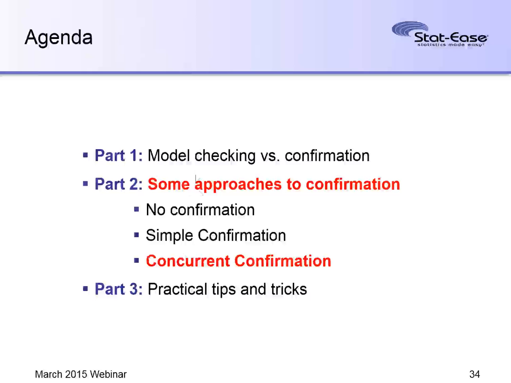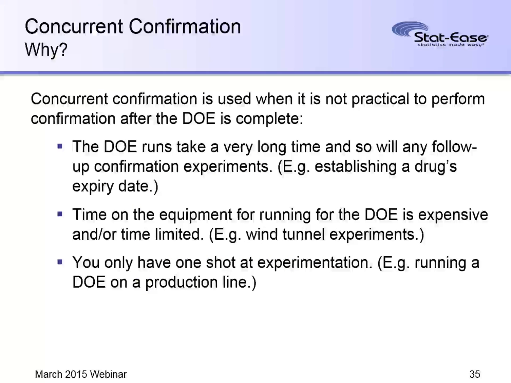Finally, okay, I'm going to finish up these approaches to confirmation by talking about concurrent confirmation. Concurrent confirmation is used when it's not practical to perform confirmation after you've already done the experiment. Okay? This can occur if, for example, the experiment takes a very long time. For example, experiments involving establishing a drug's expiration date. These are usually very lengthy experiments. We'll see an example shortly.